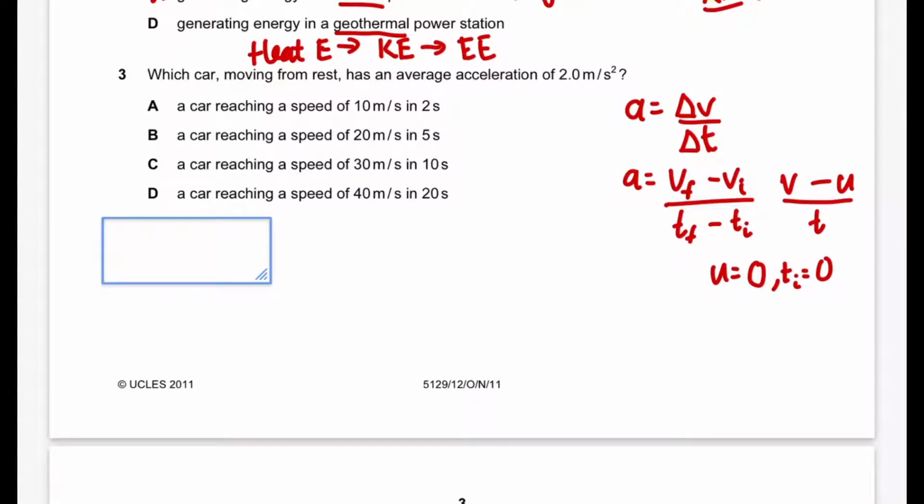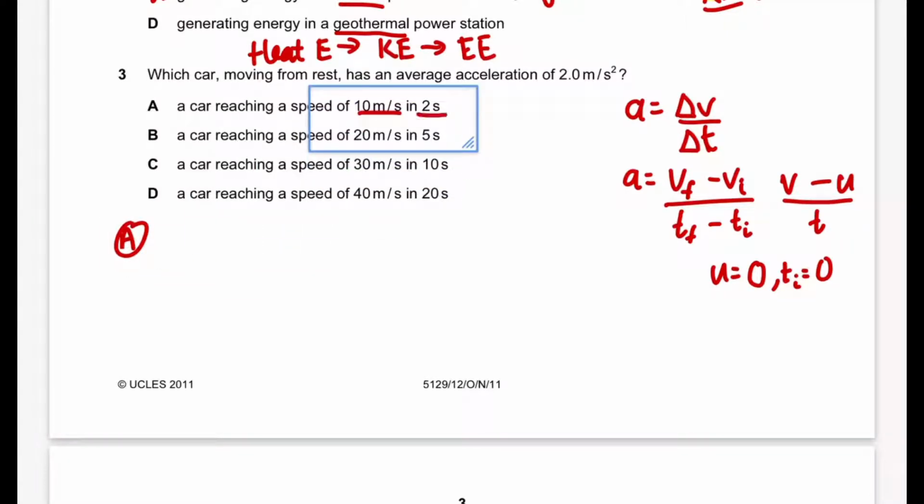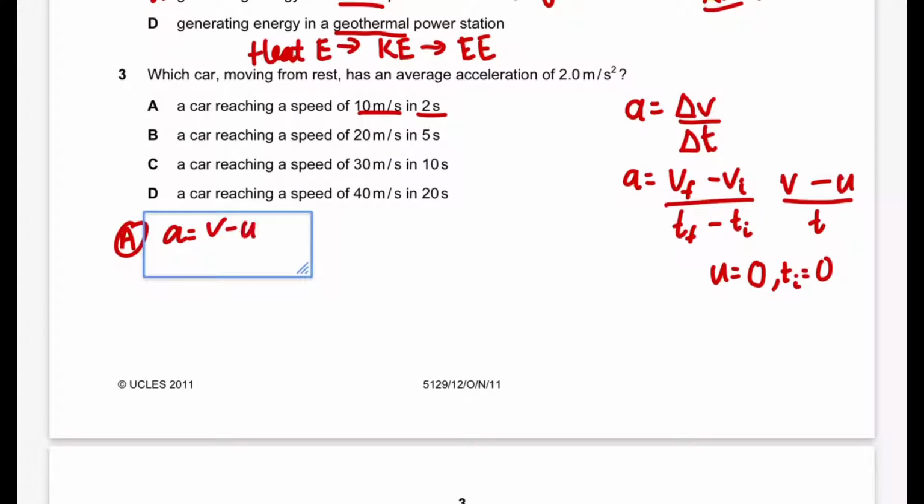Now let's move on to A. The speed is 10 meters per second in 2 seconds. A is equal to V minus U divided by T. We know U is 0. So V is 10 in this case because it reached the speed of 10 meters per second.